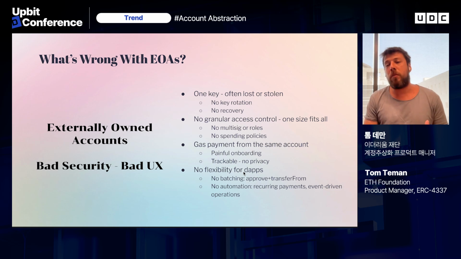And for dApps themselves, EOAs are also very limiting. Batching transactions is not possible. There's no type of automation you can do. I want to have my account listen to things that happen on chain and automatically do stuff. The only way I can do it with EOAs is to give away my private key to some sort of centralized server, which will listen to those events and sign on my behalf, which, that's just asking for trouble.